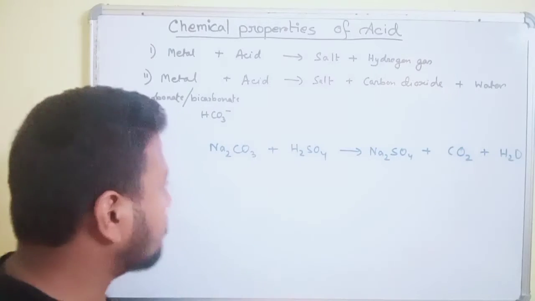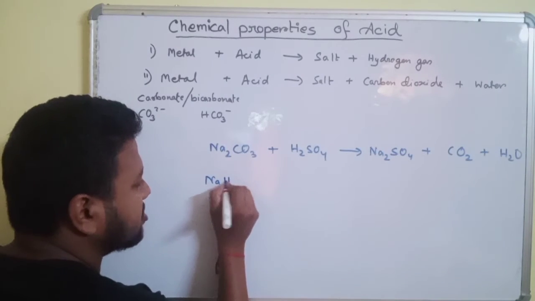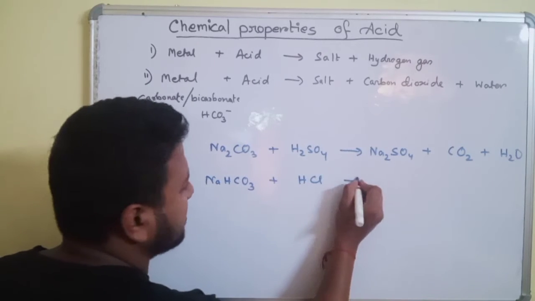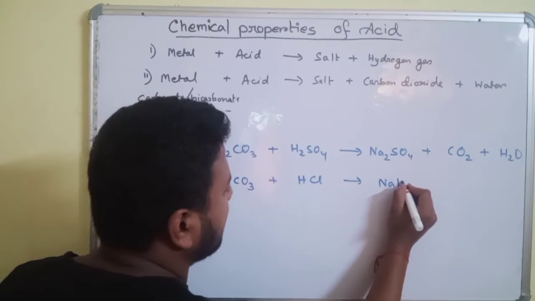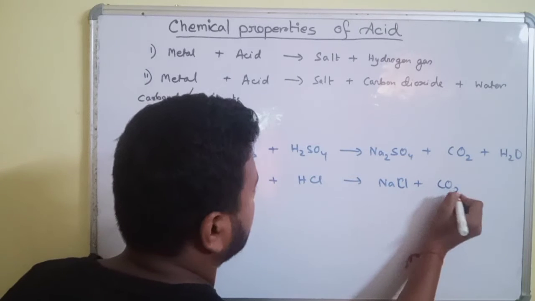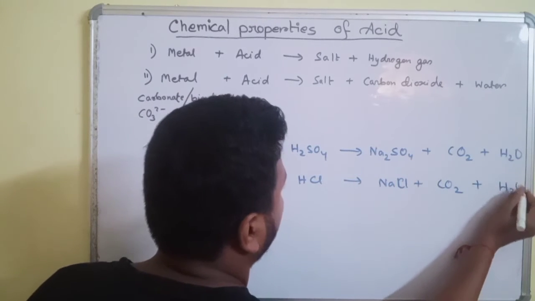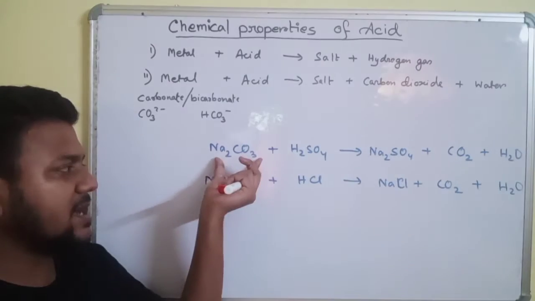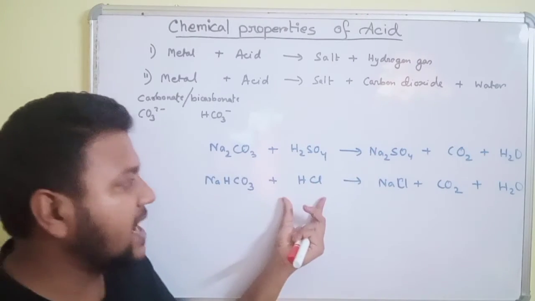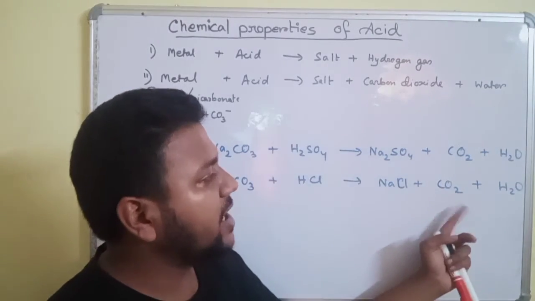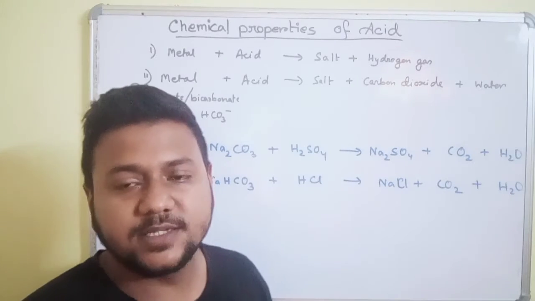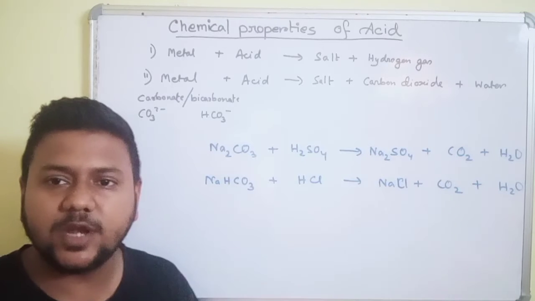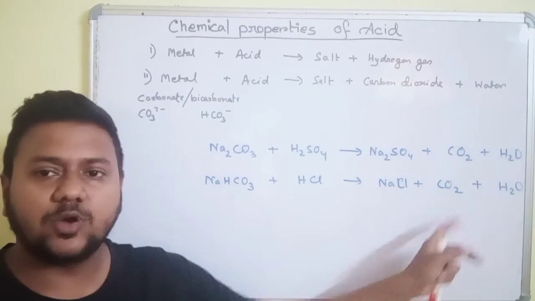Let us see a bicarbonate, NaHCO3. When reacted with, say, HCl, it leads to the formation of NaCl plus CO2 plus H2O. Okay. Now, in both reactions, whether we take a carbonate or a bicarbonate, they react with an acid to give us salt, carbon dioxide and water. Now, the question arises, how will we identify that the gas that is liberated is carbon dioxide.